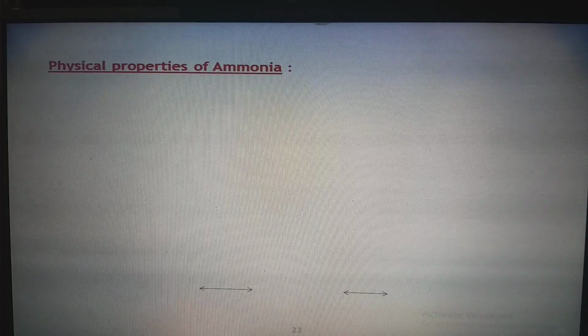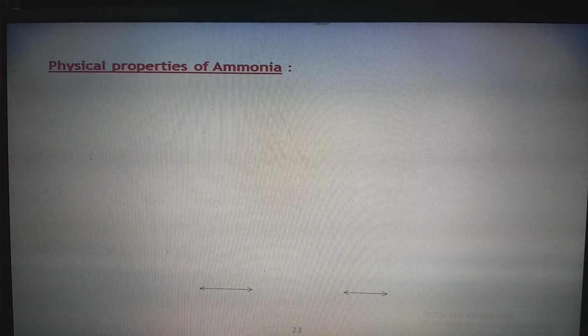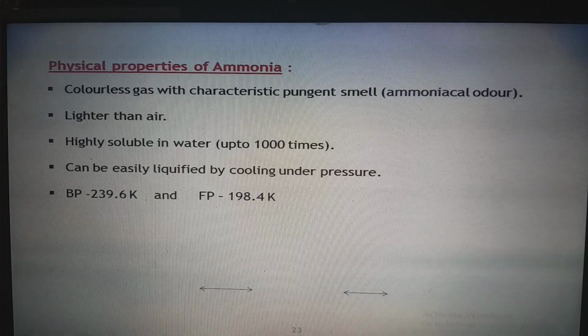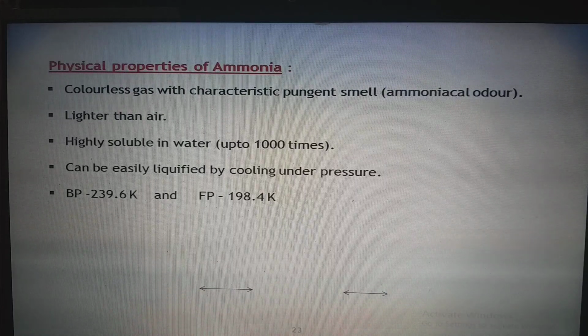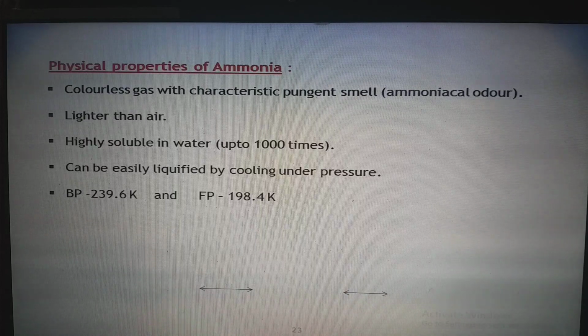Now let us look at the physical properties of ammonia. Ammonia is a colorless gas with characteristic pungent smell or ammoniacal odor. It is lighter than air. It is highly soluble in water and its solubility may be up to 1000 times. It can be easily liquefied by cooling under pressure. Its boiling point is 239.6 Kelvin and the freezing point is 198.4 Kelvin.